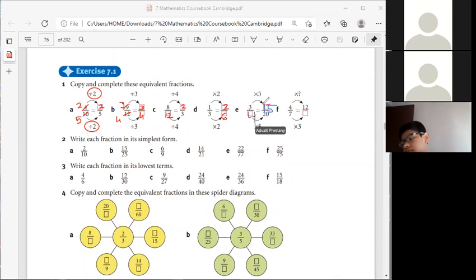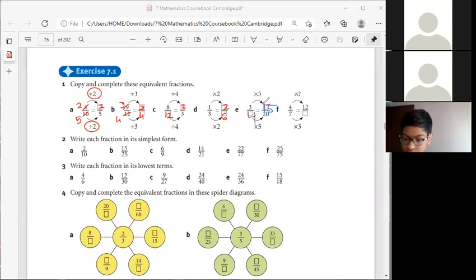Perfect. Now we'll move to the next sum. The next sum is 4 upon 7 equals something upon 21. Are you all listening to me? Now see what they have given: 4 upon 7. And then on the top they have given multiplied and a question mark. Can you see that question mark?